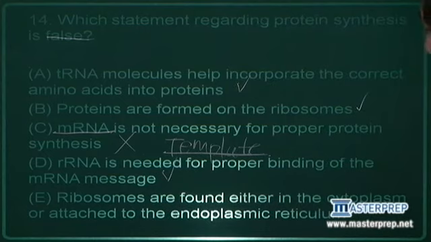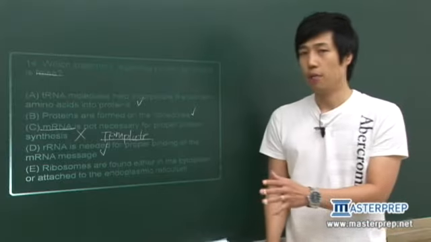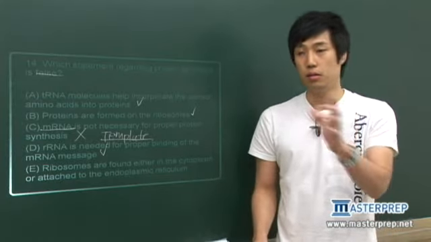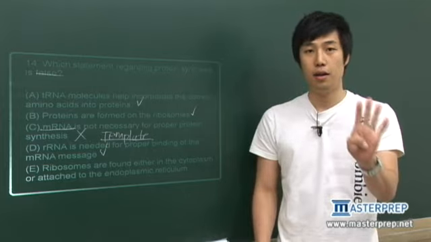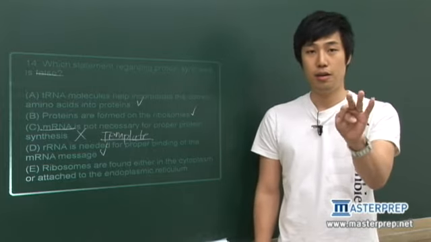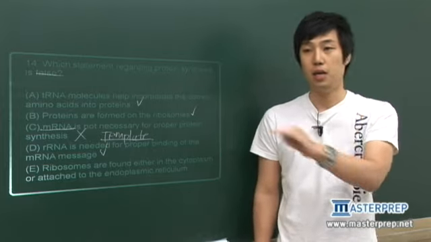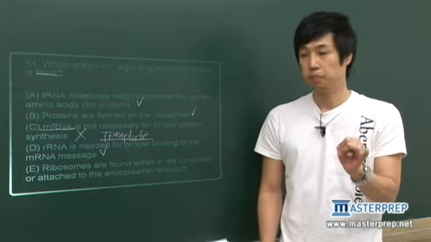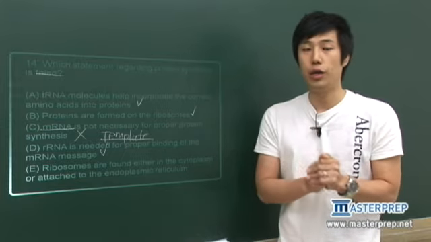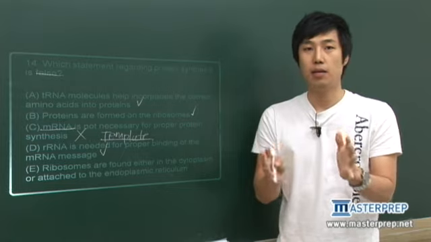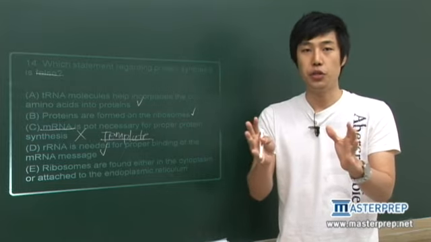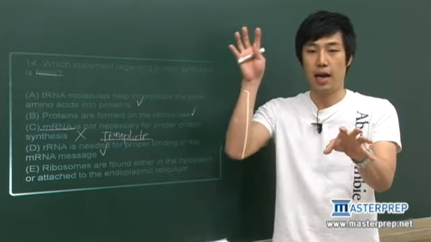This is correct, right? Because the ribosome binds everything. First it binds mRNA, and then it binds tRNA, right? And at the same time, it binds polypeptides, right? So without rRNA, without ribosomes, you cannot dissociate between the mRNA and tRNA.